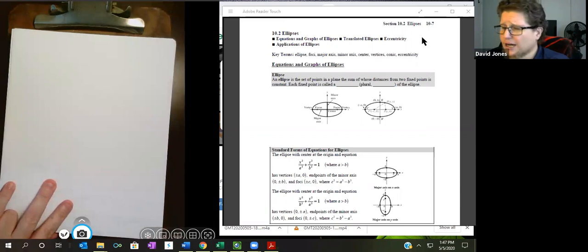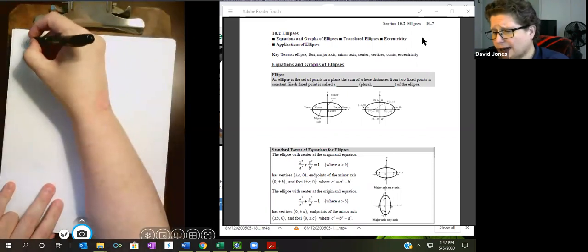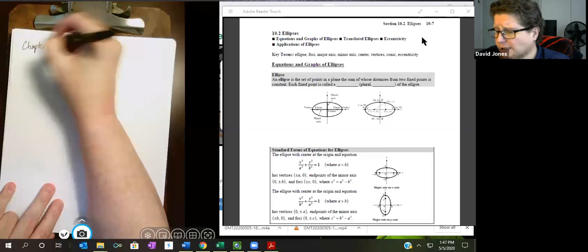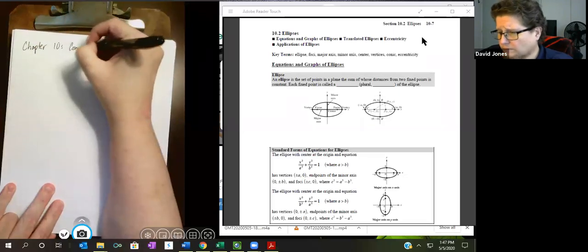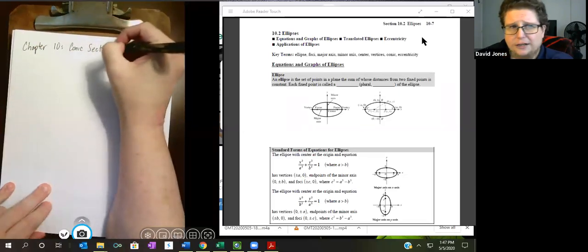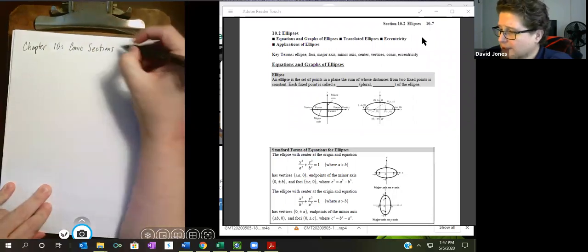This is in chapter 10, and we are still in conic sections. And this section focuses on the ellipse.